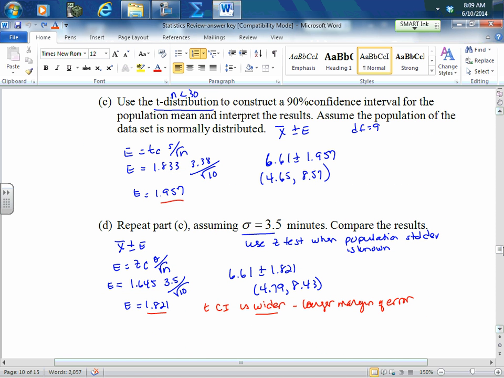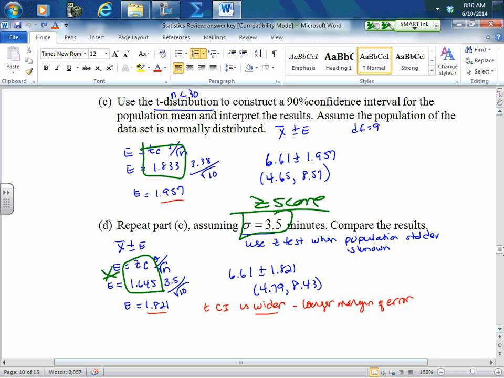Oh, very good. This is a good one. This compares your Z to your T. If I know my standard deviation from my population, I automatically use a Z-score, regardless of the size. So I do this again, and the only thing that's changing is this guy right here. Notice the difference? I'm just multiplying by a smaller number. In your T, I multiplied by a larger number.